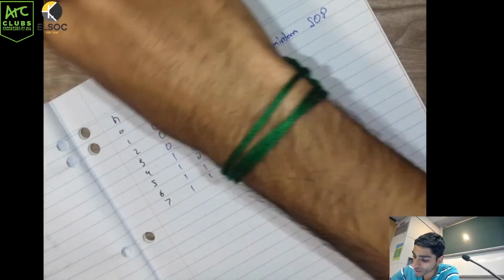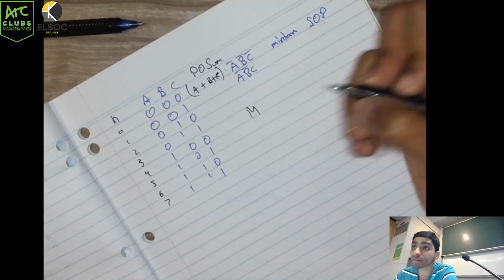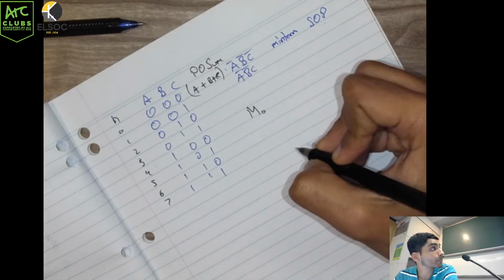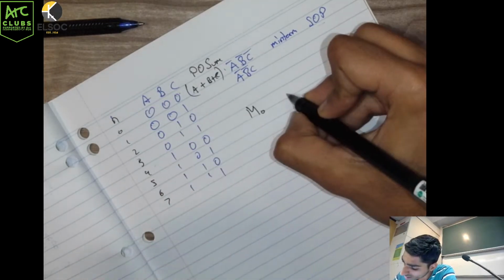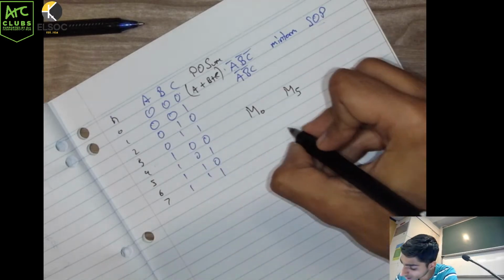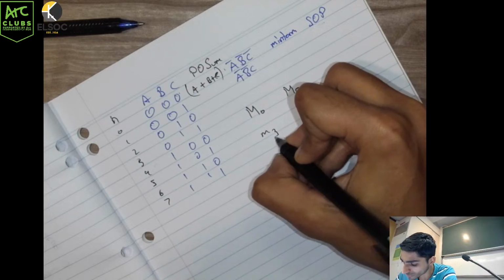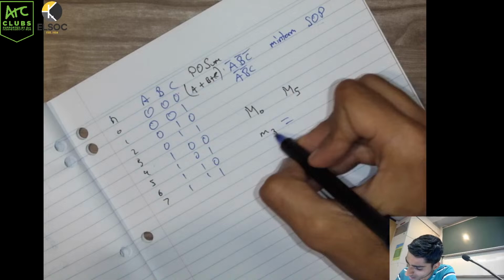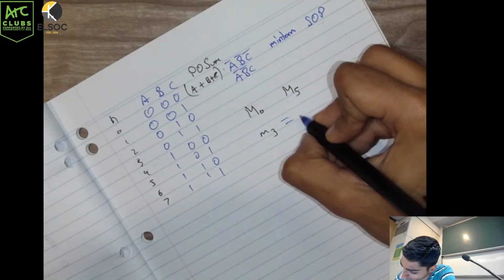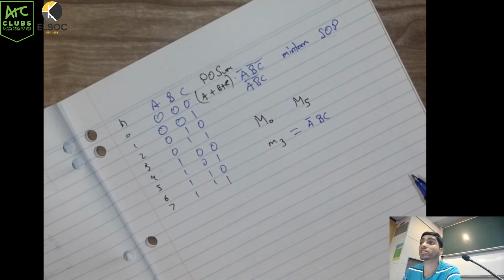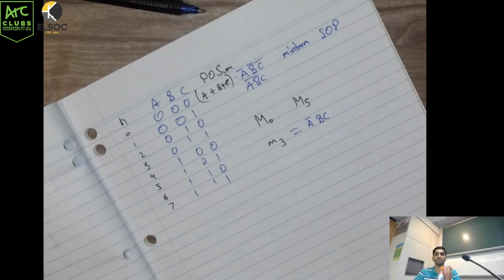Minterms and max terms, we can represent the max term, maximum is big, and the 0th max term would be capital M of 0, or the 5th max term would be capital M of 5. The 3rd minterm would be lowercase m of 3, and just as a quick refresher, the m3 would be represented as A naught B C. Does that check out? Awesome. Those are your minterms and max terms.